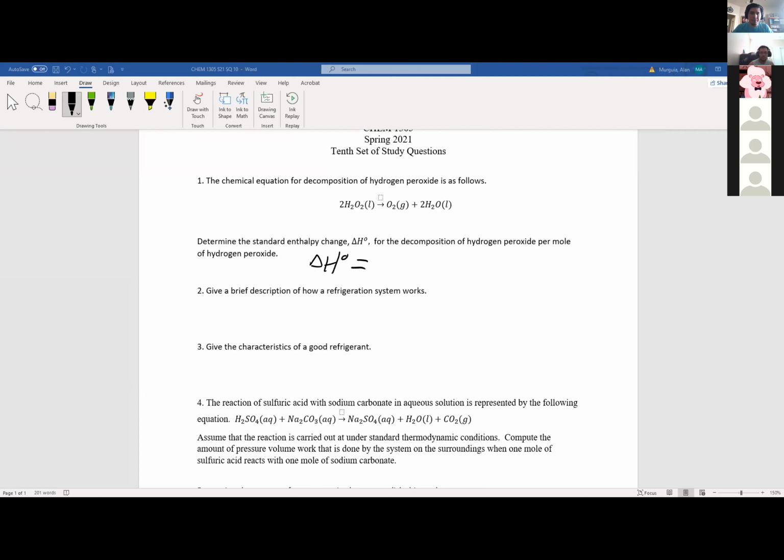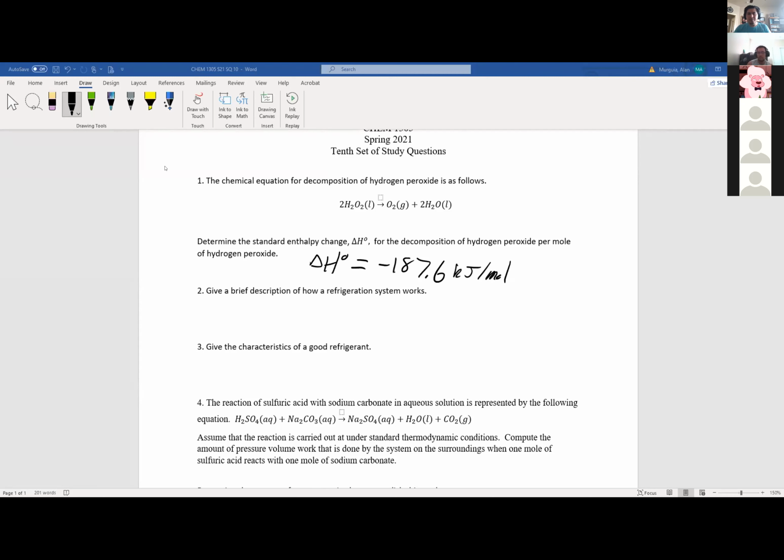Negative 187.62. Anyone agree or disagree? All right, so we have negative 187.6. It's typically going to be kilojoules per mole. So we see it's a negative number. So, kind of a follow-up to what's going on, given a brief explanation of how refrigeration works.